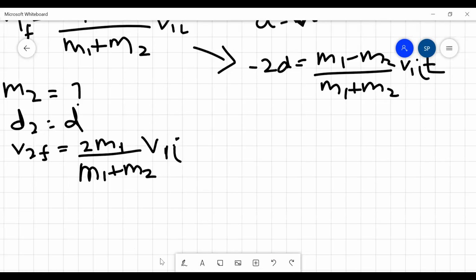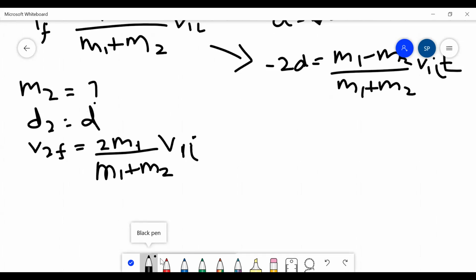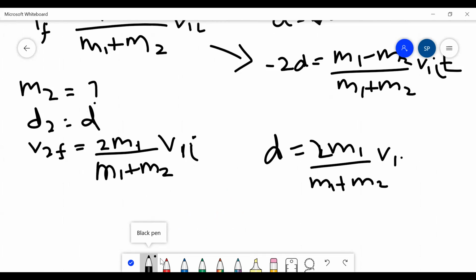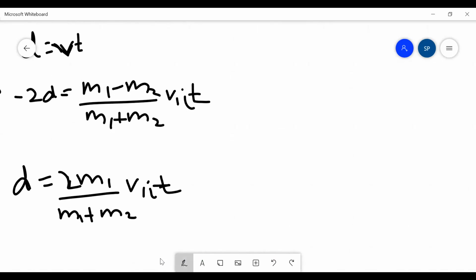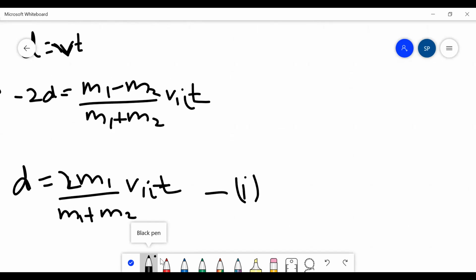And for the second mass, m2, we'll have d is equal to 2m1 by m1 plus m2, times v1i times t. Perfect. Because they're both dropped from the same height, both of them will have the same time period. That's why we take t as the same. So these two will be our equations, and we're going to solve them. I'm going to divide equation 1 by equation 2.